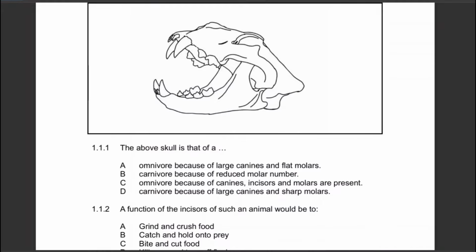So for 111, the above skull is that of a what? We're seeing very large canines. We're seeing molars. So definitely not A, because it's speaking about an omnivore and this is not an omnivore. Definitely not C. So we're left with B and D. Correct answer will be D. That's how you work out multiple choice, guys. You can always start by eliminating the most incorrect options.